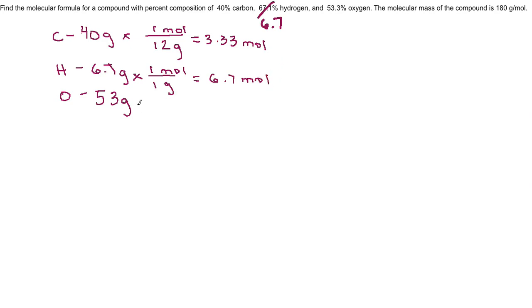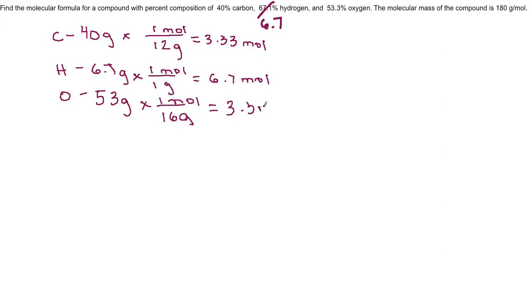My last one's going to be oxygen, so I'm going to crisscross swoosh. I'm going to put 1 mole on top and 16 grams on bottom. Okay, so then I'm going to take 53 divided by 16, and what I get is 3.3 as well.